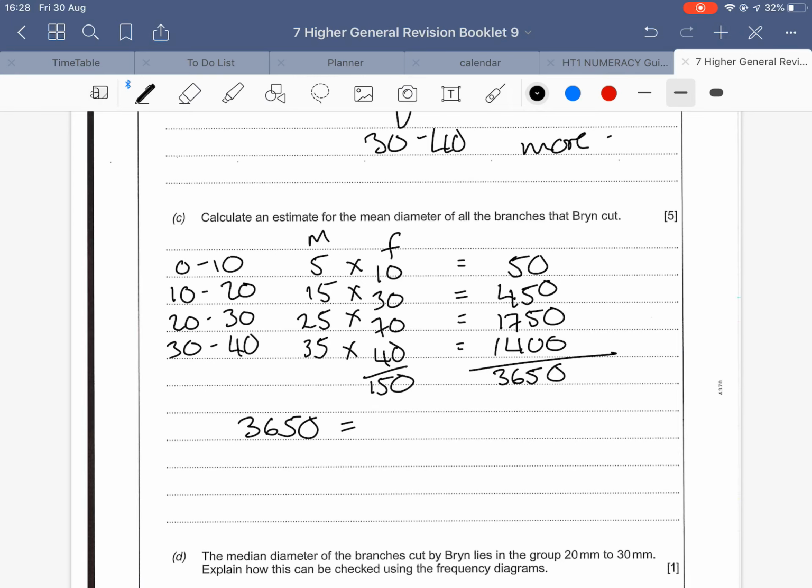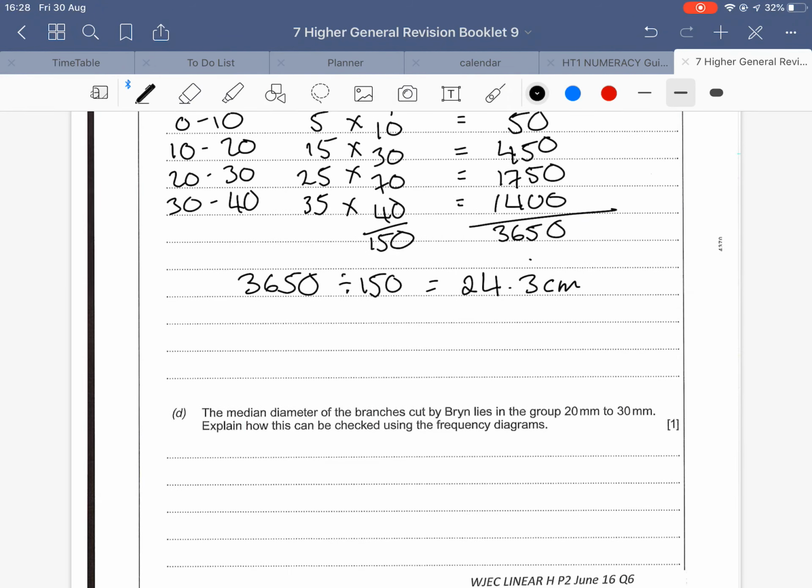150. So divided by 150, and we get 24.3 centimeters recurring. Now we don't have to round this one because centimeters can go to infinite, basically.